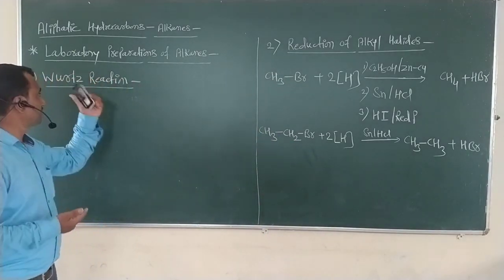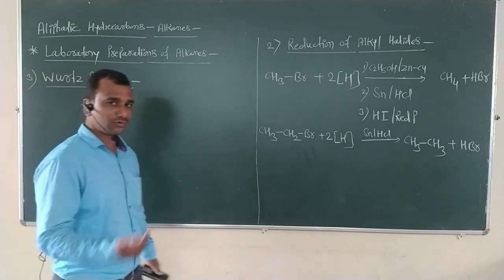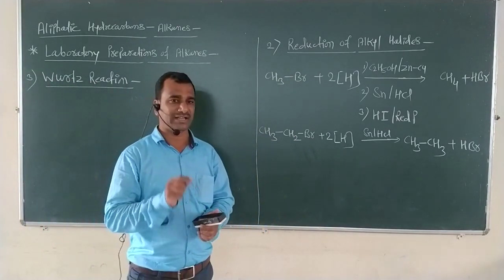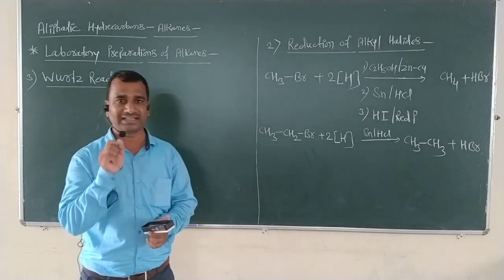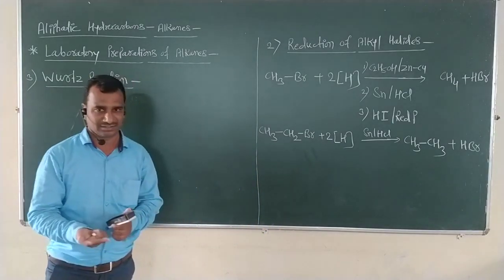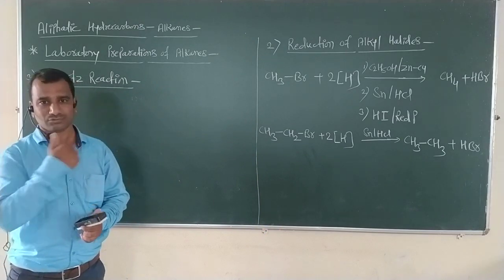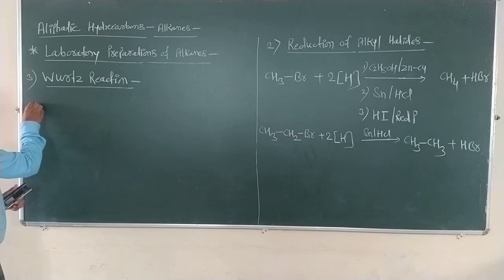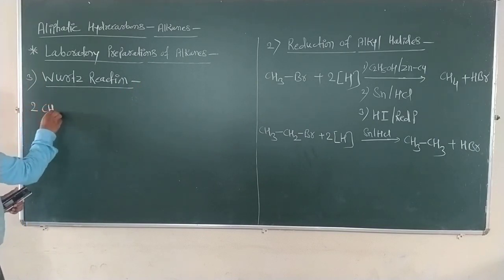Now, what is meant by this Wurtz reaction? The Wurtz reaction is a method of preparation of alkanes in a laboratory, especially for preparing higher alkanes. For this reaction, we require 2 moles of alkyl halide.